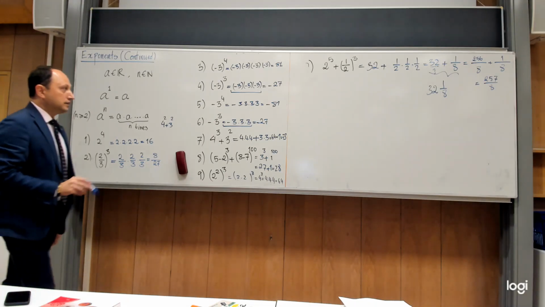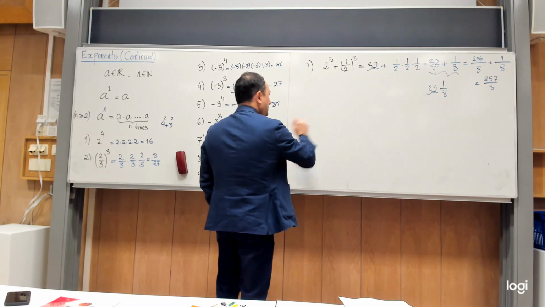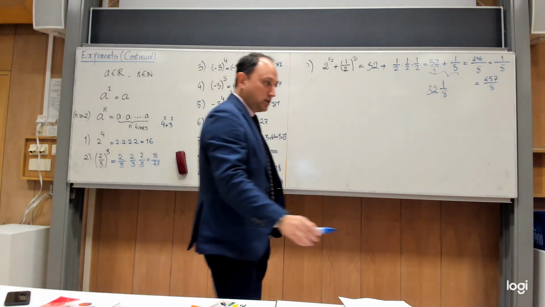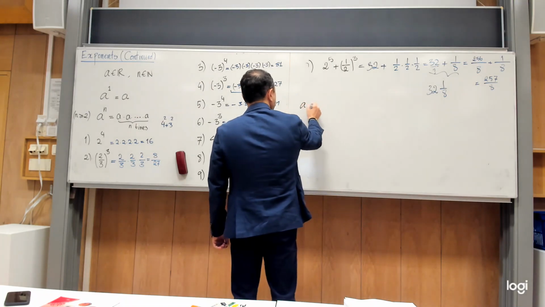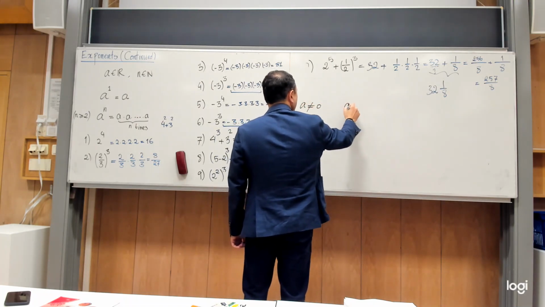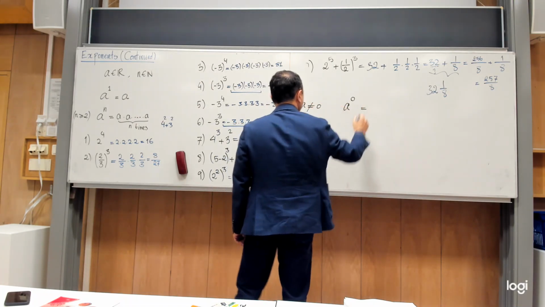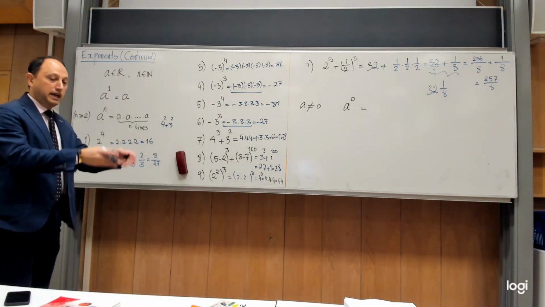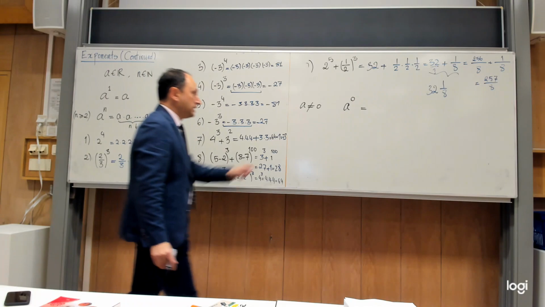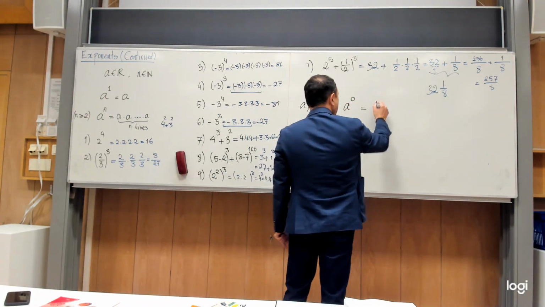Now the first thing that comes is a convention. If A is not equal to 0, please write it down. If A is not equal to 0, then A to the power of 0, I cannot follow this rule because it is meaningless, multiplying A by itself 0 number of times. But whenever you see this, the answer is 1.